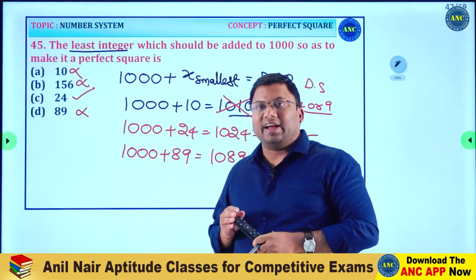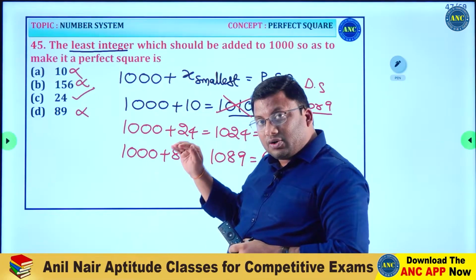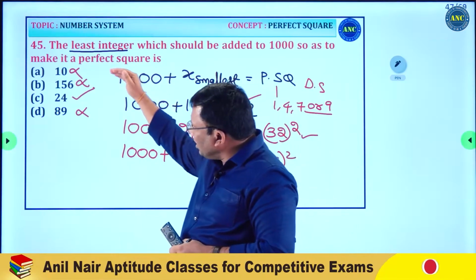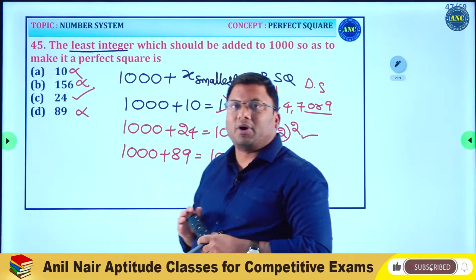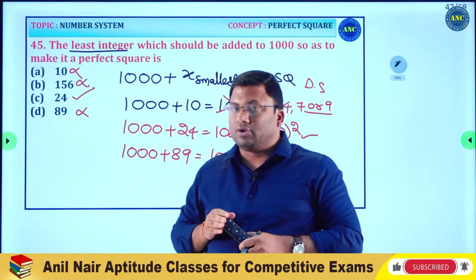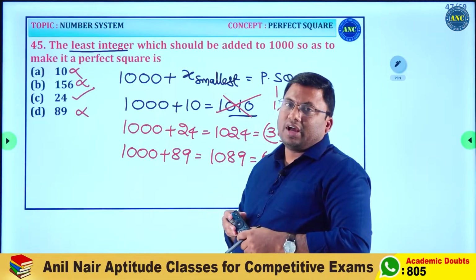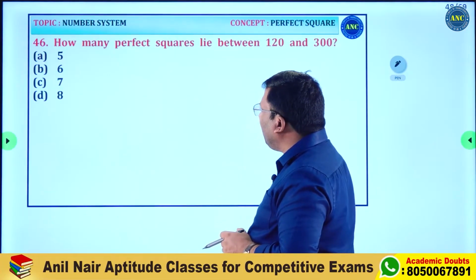I hope the idea is very much clear to you. Because it is referring to a smallest integer, first I checked with the smallest value among the 4, which is 10. The digital sum is coming out to be 2. It cannot be. So then I did it with 24. I hope the idea is very much clear.